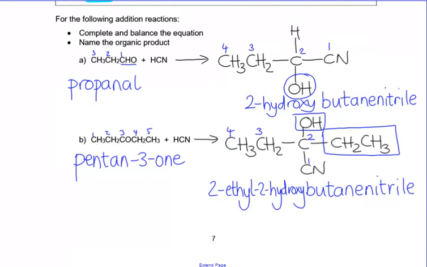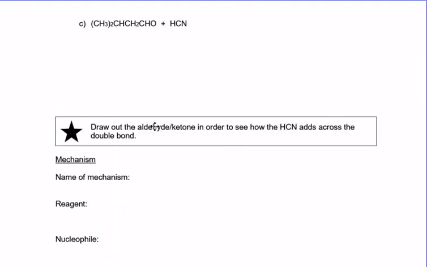Hydroxynitriles are a favourite of the exam board, so make sure you feel confident naming hydroxynitriles. At the top of the next page we've got one more example. It's a little bit tricky because we've got this bracket at the end, so it might be worth sketching it out. So I'm going to do this one live, I'm not going to pause the video.